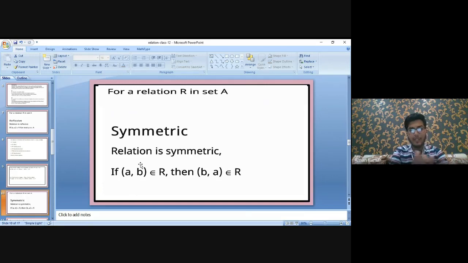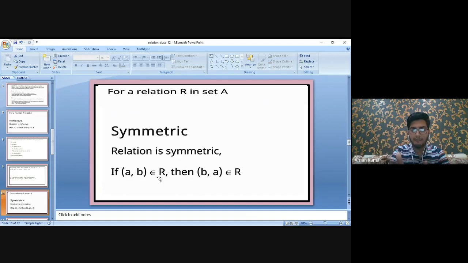Same for a relation R in set A, that means from a set A to A, the relation is symmetric if (A, B) belongs to R, then (B, A) also belongs to R. That means if A is related to B, then B also must be related to A in the opposite sense. Suppose I have a relation in which the ordered pair (1, 2) is there, then that relation must be symmetric if and only if (2, 1) must also be there, right?